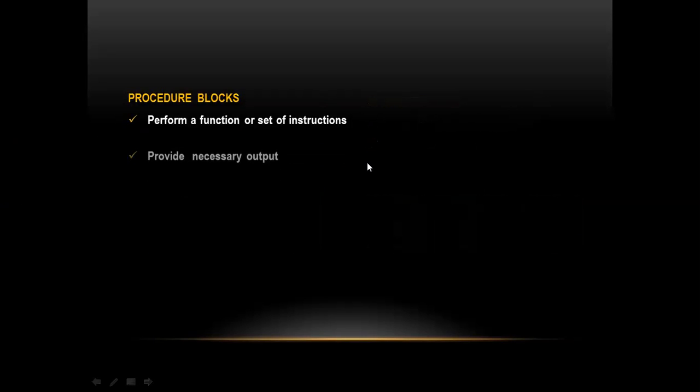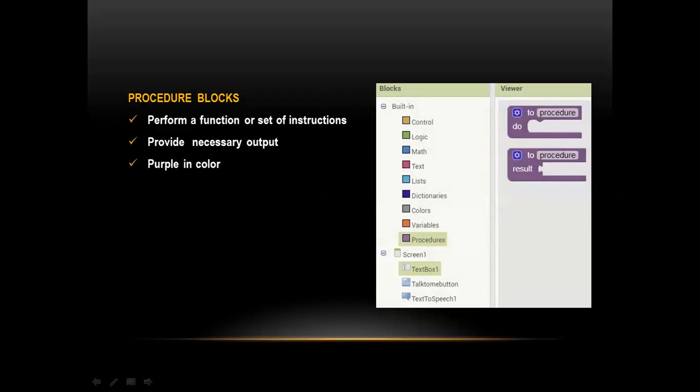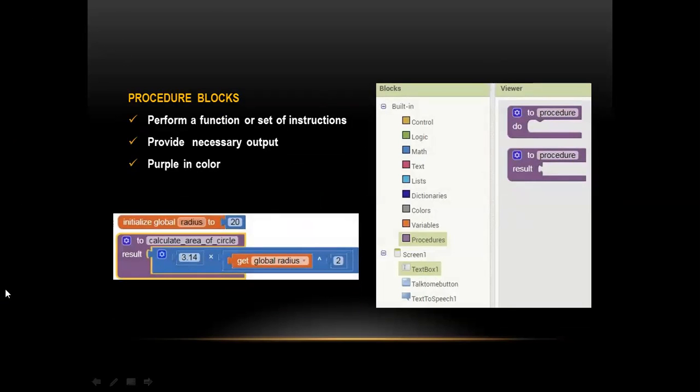Moving on to procedural blocks. These blocks help to perform a function or set of instructions. This particular block does some background operations to give the necessary output, and they are always purple in color. Consider the following example. Here we are going to find the area of a circle.